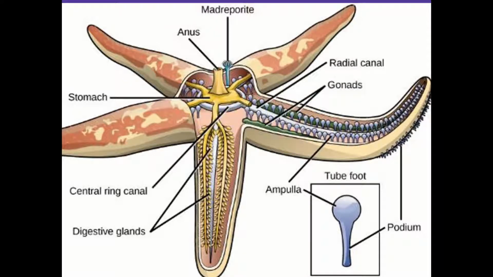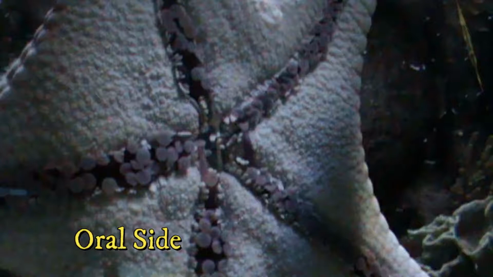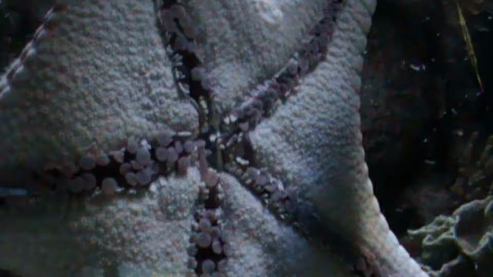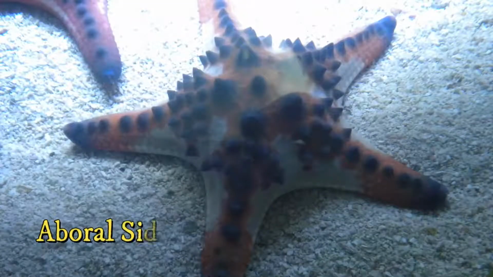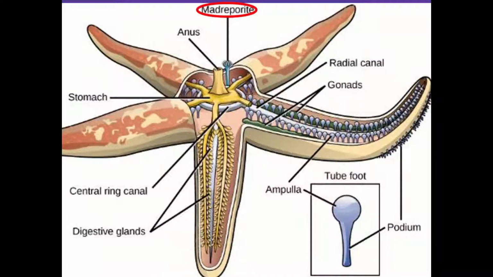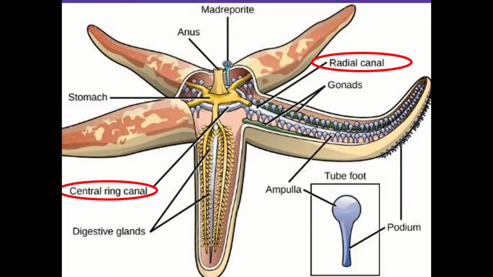Before beginning with the anatomy, there are 2 different anatomical designations to discuss. The oral side of an echinoderm refers to the side that has the mouth. Most of the time it's on the bottom of the organism. The aboral side is just the opposing side. So when you look at a sea star, you're basically looking at its aboral side. So a madreporite is found on the aboral surface, which draws water in and regulates the movement of water inside of this animal. There's a central ring in the center with radial canals going to each arm.